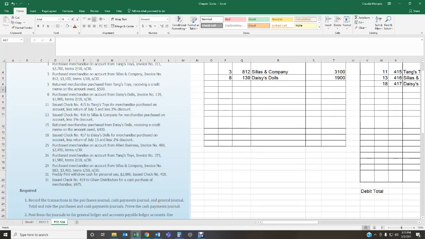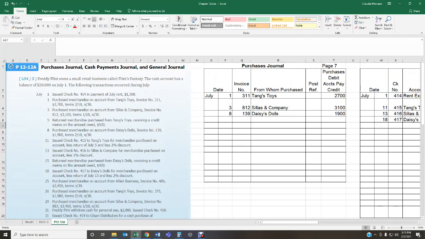On the 25th, you purchased merchandise on account from Allied Business, invoice number 489, $2,450, terms net 30. So this one is not getting any discount options. Okay, so we purchased merchandise. If we purchase, we're going to enter it in our purchases journal. And this is happening on the 25th.